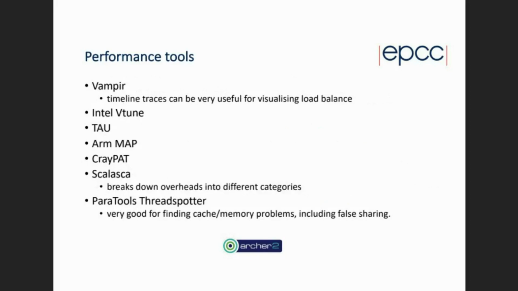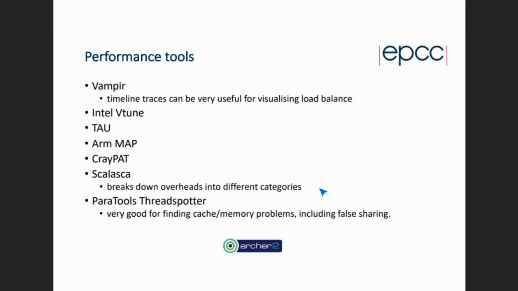VTune's pretty good. There's a bunch of tools which are useful here: Vampir, VTune, Tau, ARM MAP, CrayPat for Cray systems. It's a bit of an individual choice and depends what you've got available. I like Scalasca as a tool. It has the advantage of being free, if you care about these things. If it's not on your system and you're prepared to install it yourself, you probably can.